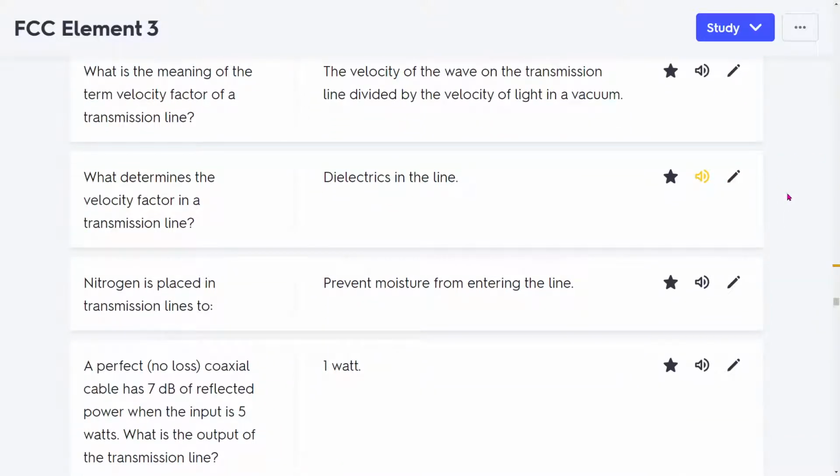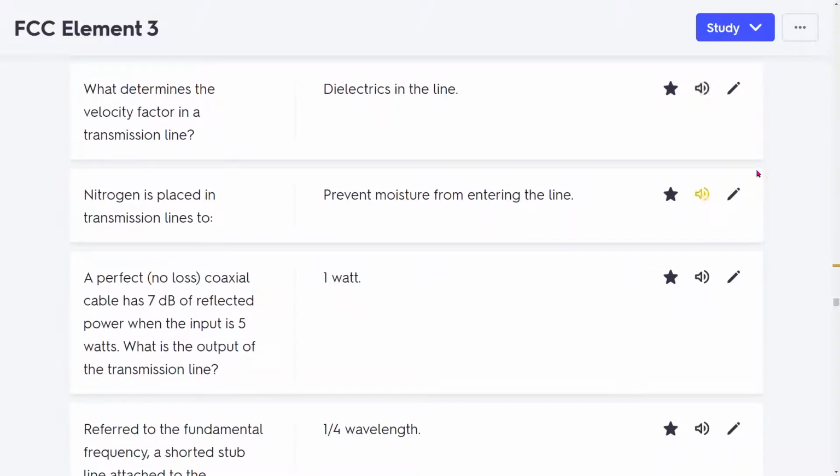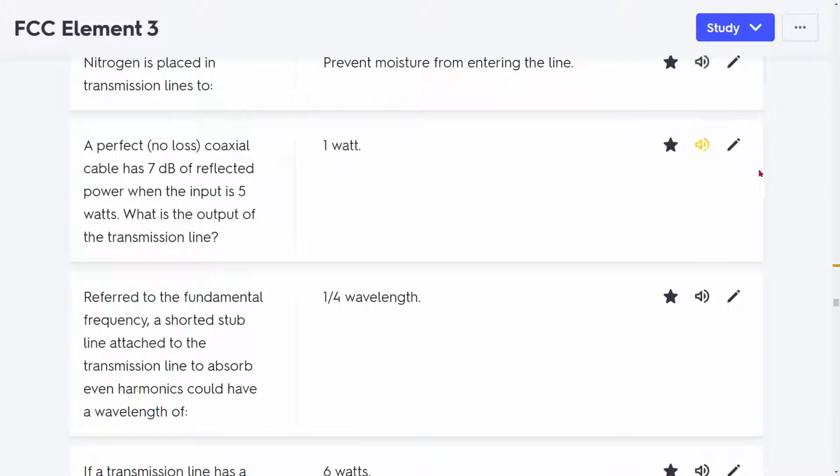What determines the velocity factor in a transmission line? Dielectrics in the line. Nitrogen is placed in transmission lines to prevent moisture from entering the line. A perfect coaxial cable has 7 decibels of reflected power when the input is 5 watts. What is the output of the transmission line? 1 watt.